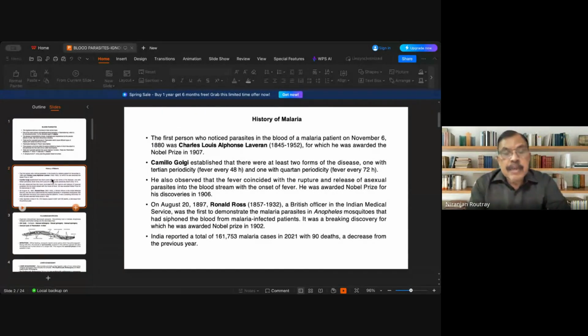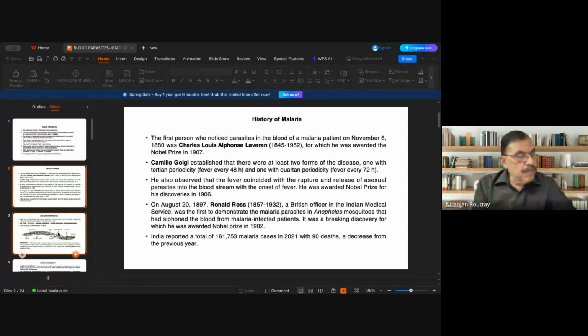Now, regarding the importance globally, this disease causes lots of loss of life. Fatalities are increasing. In India also, in 2021, 161,753 malaria cases were reported, with a subsequent number of deaths also.